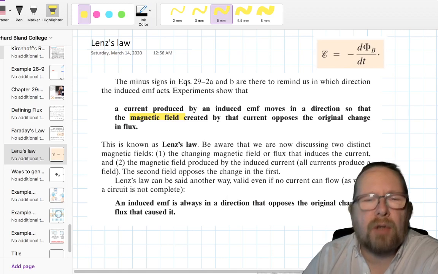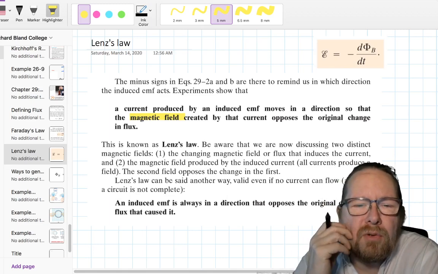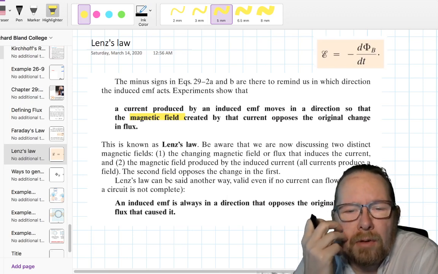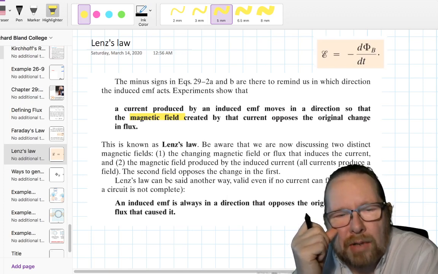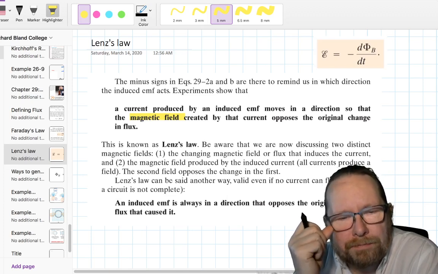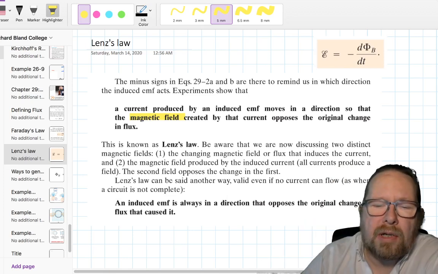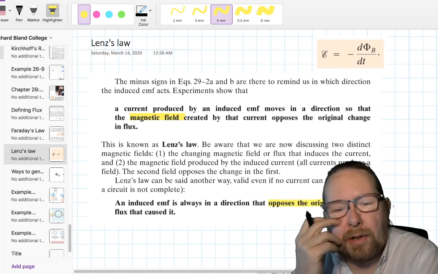So let's read the way your book states this. A current produced by an induced EMF moves in a direction so that its magnetic field opposes the original change in flux. This is known as Lenz's law. It rephrases it another way. An induced EMF is always in a direction that opposes the original change in flux that causes it.